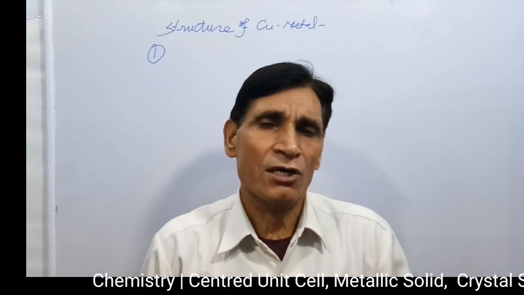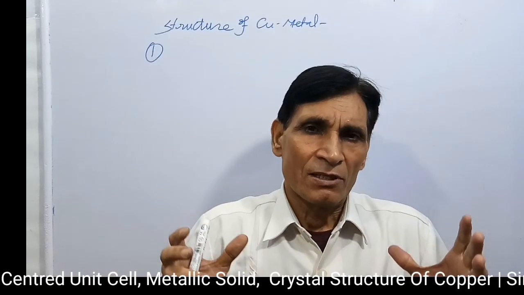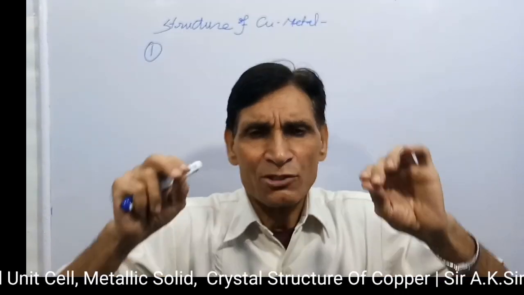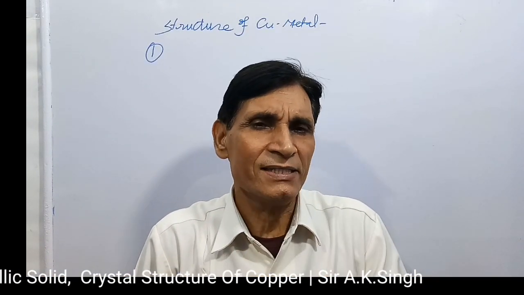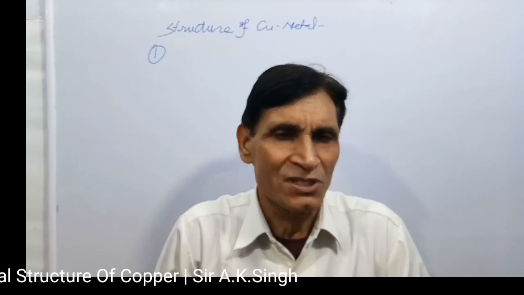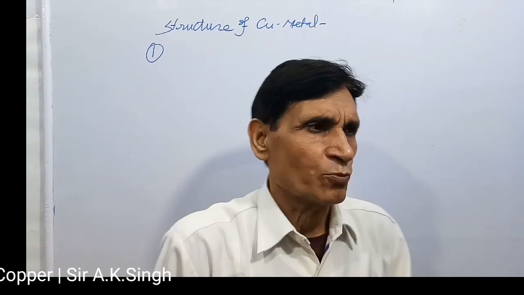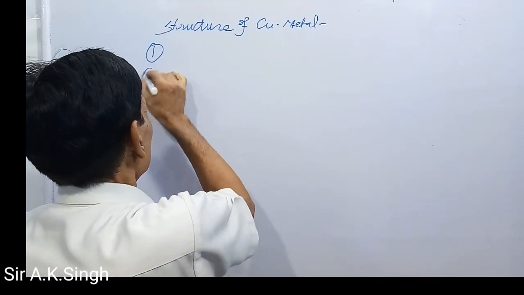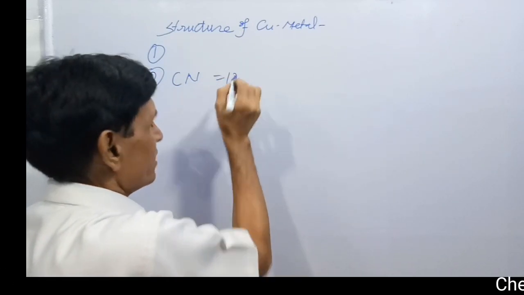FCC arrangement or CCP arrangement, cubic close packing arrangement, in which copper ions are present at the corners of the unit cell, and one copper ion is present at the center of each face of the cell. Such arrangement is called FCC arrangement. Second point, coordination number in case of copper equal to 12.